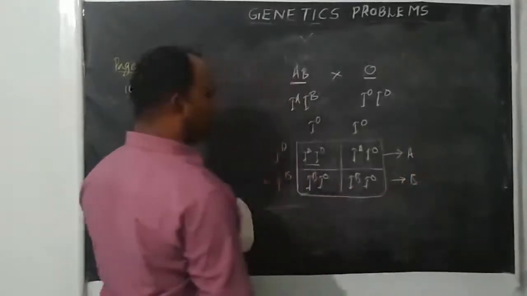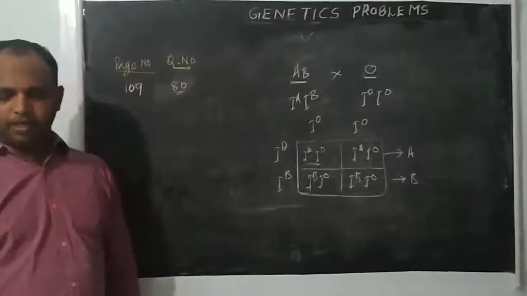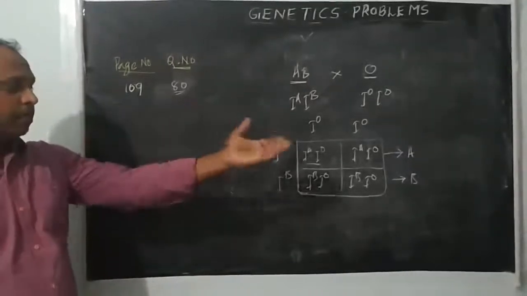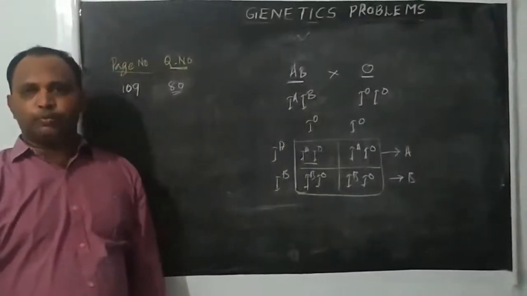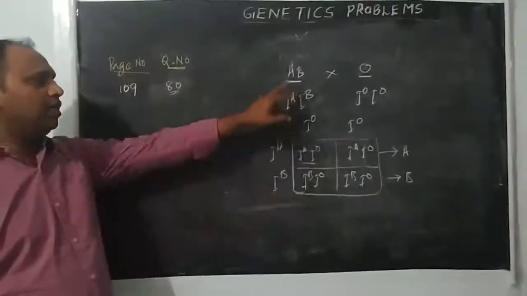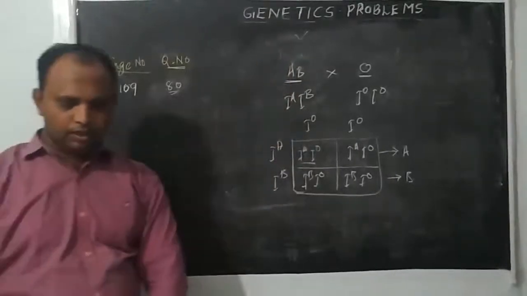Definitely the children will have either A or B. The possibility is only A or B group. There is no chance of getting AB or O for these parents, right? The next question.